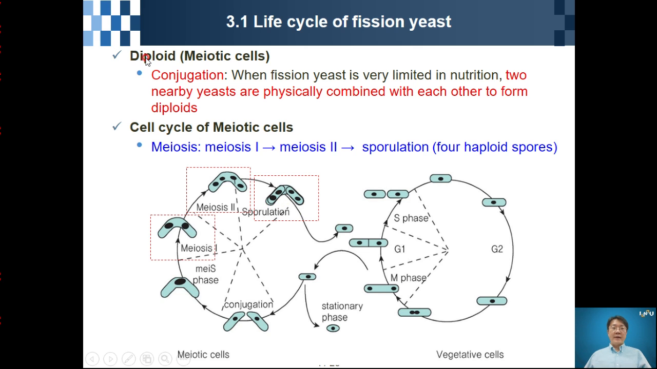Okay, so the diploid cell we call a meiotic cell. The meiotic cell is initiated by conjugation. After the conjugation, their status becomes diploid. After that, this diploid cell goes through the meiosis procedure. Meiosis is composed of meiosis 1 and meiosis 2. After that, sporulation happens, so each cell becomes one haploid spore. Okay, so finally 4 haploid spores are made.